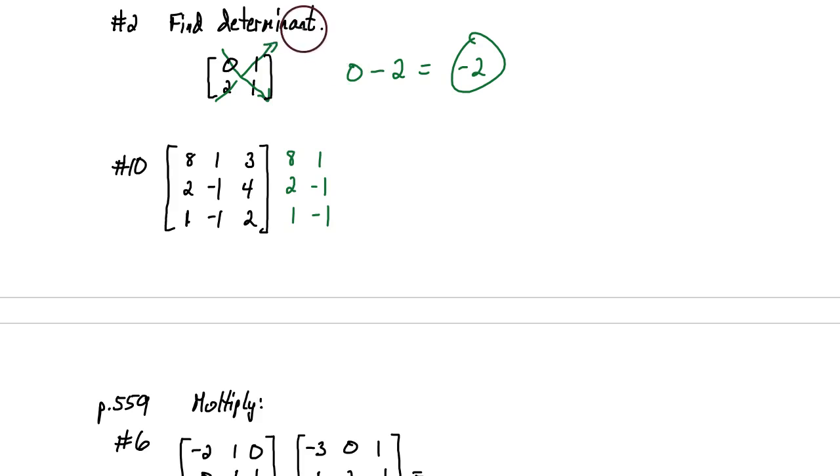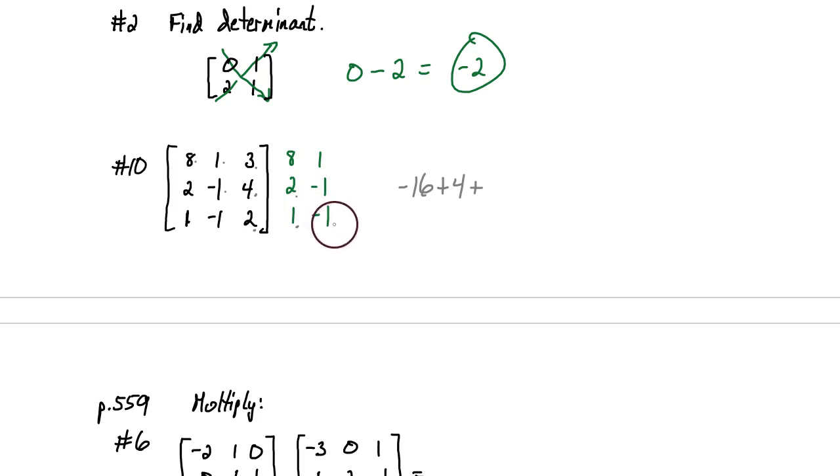Then we're going to multiply diagonally, just like you do with the 2 by 2. The first diagonal we're multiplying is the 8 times the negative 1 times the 2. And that makes negative 16. Then add and do this next diagonal. 1 times the 4 times the 1. That's 4. Now add again and do this next diagonal.